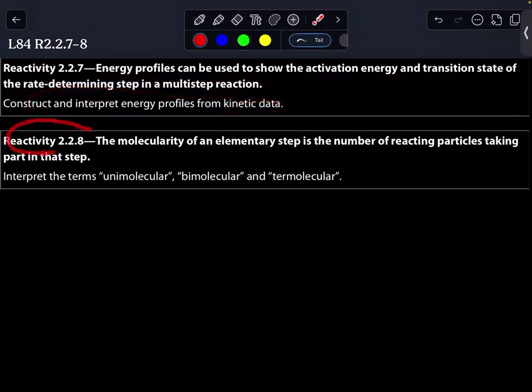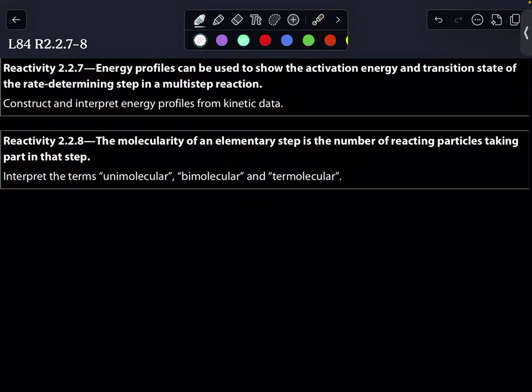In the second section, 2.2.8, we'll talk about the molecularity of an elementary step as the number of reacting particles taking part in that step. We'll be able to use the terms unimolecular, bimolecular, and termolecular. So with that said, let's go right into it.